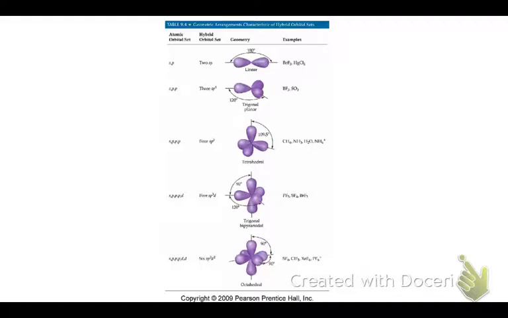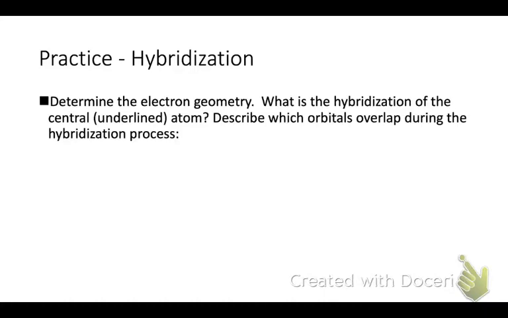The sp3d2 will give you the 6 sp3d2 hybridized orbitals, and the angles in this case, as you guys know, will be 90 degrees. Now let's practice some hybridization together. Determine the electron geometry. What is the hybridization of the central underlined atom, and describe which of the orbitals overlap during the hybridization process. Let's look at that.